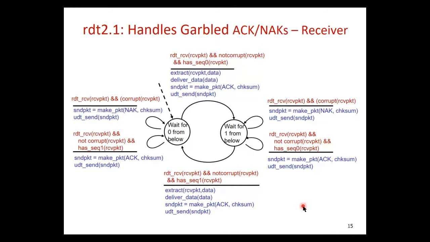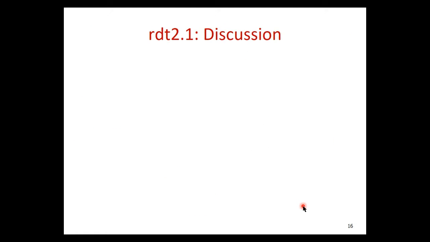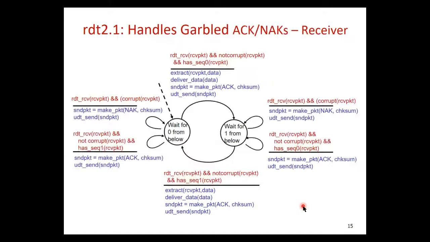Any other question on this FSM for 2.1? How does the receiver determine that it has received the correct one? What do you mean by correct one? You mean error-free, or what do you mean? Well, it uses error detection, right? That's an error detection scheme. For example, checksum. That can be used by the receiver to know if there are bit errors.